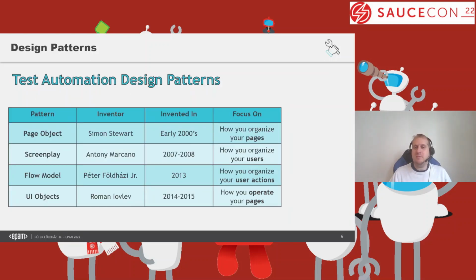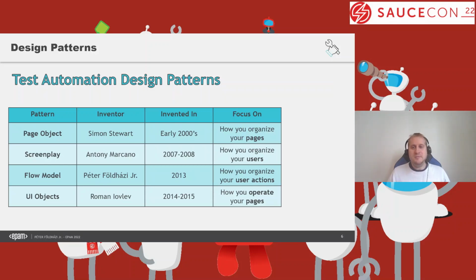And as I mentioned, a couple of test automation specific design patterns are leveraging the facade pattern. The first one is the page object, and the inventor of that is Simon Stewart, who is actually speaking at the very same time as I am right now at the very same conference. So that's a huge honor for me to be speaking basically in parallel with him, who invented the page object that is the basis of the flow model and the screenplay and the UI objects as well. So we can thank him a lot, seriously.